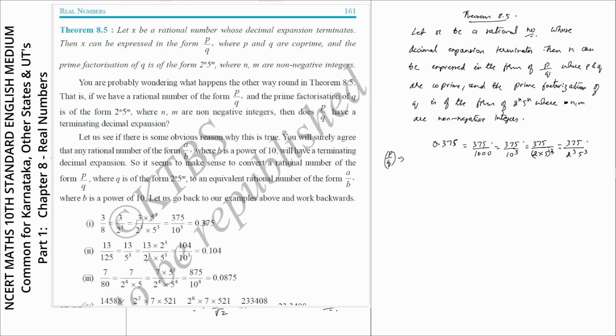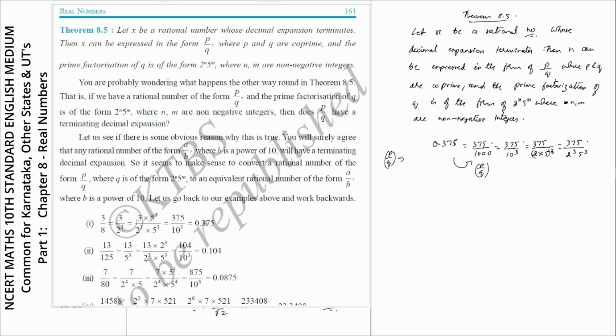Now see, I have written this in the form of p by q. p is 375, q is 1000. Also q can be expressed in the form of 2 to the power of n, 5 to the power of m. Ultimately I have expressed q as 2 to the power of 3 into 5 to the power of 3.